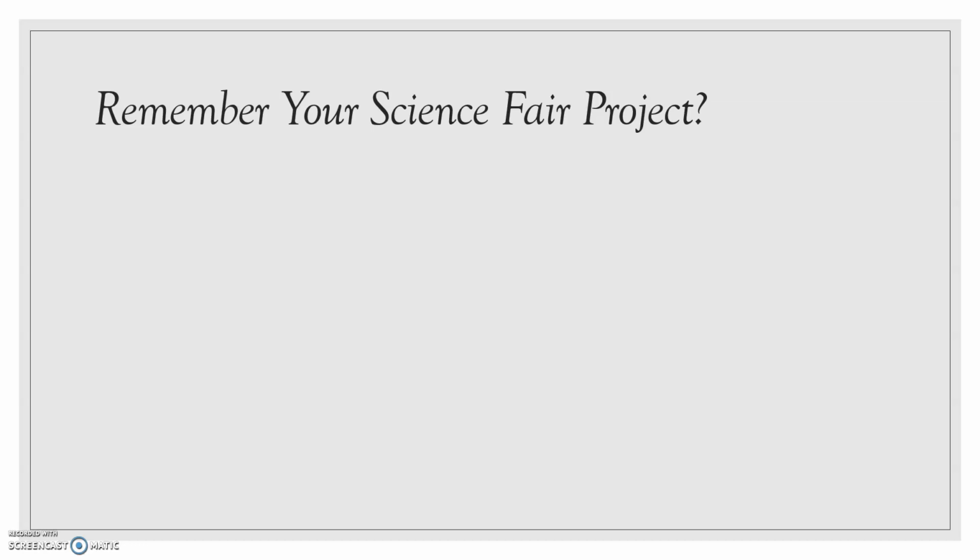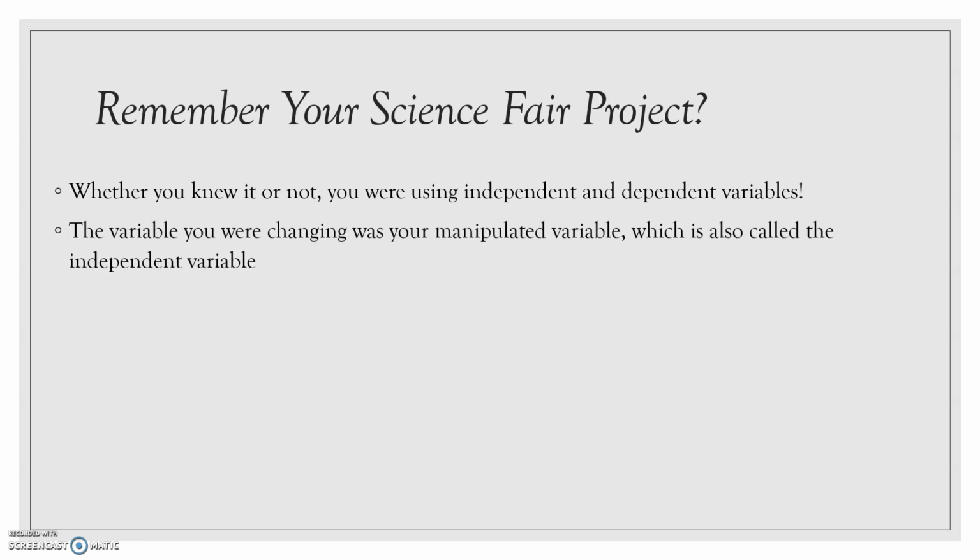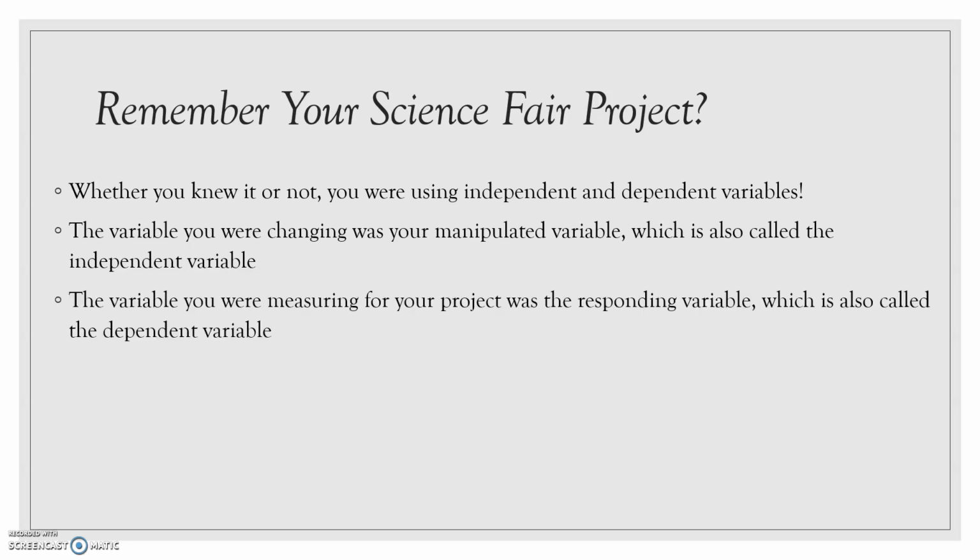To give you a real-world example, I want you to go back and think about your science fair project. Whether you knew it or not, you were using independent and dependent variables. The variable that you were changing was your manipulated variable, which is also called the independent variable. The thing about your project that you changed after however many trials you did, that is the independent variable because it did not depend on anything else. It was simply changed by you.